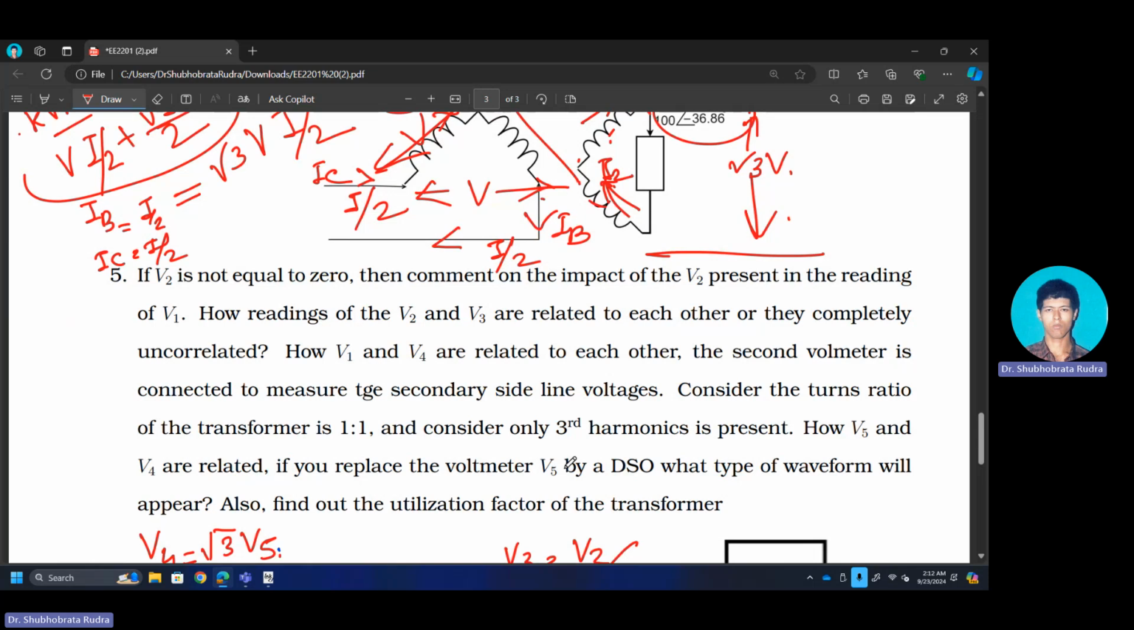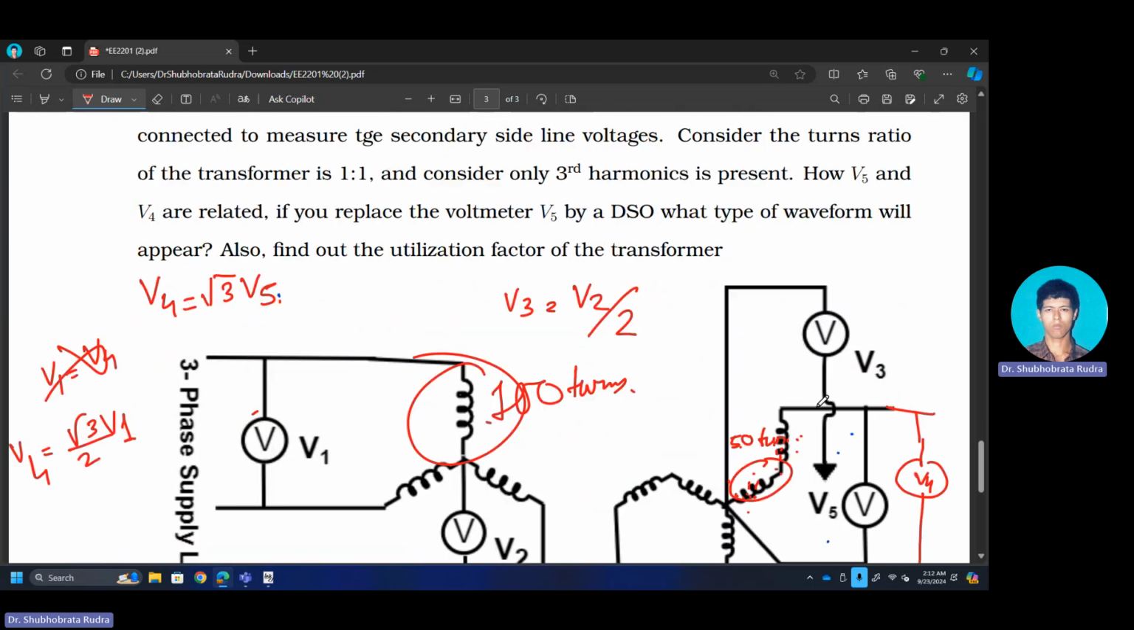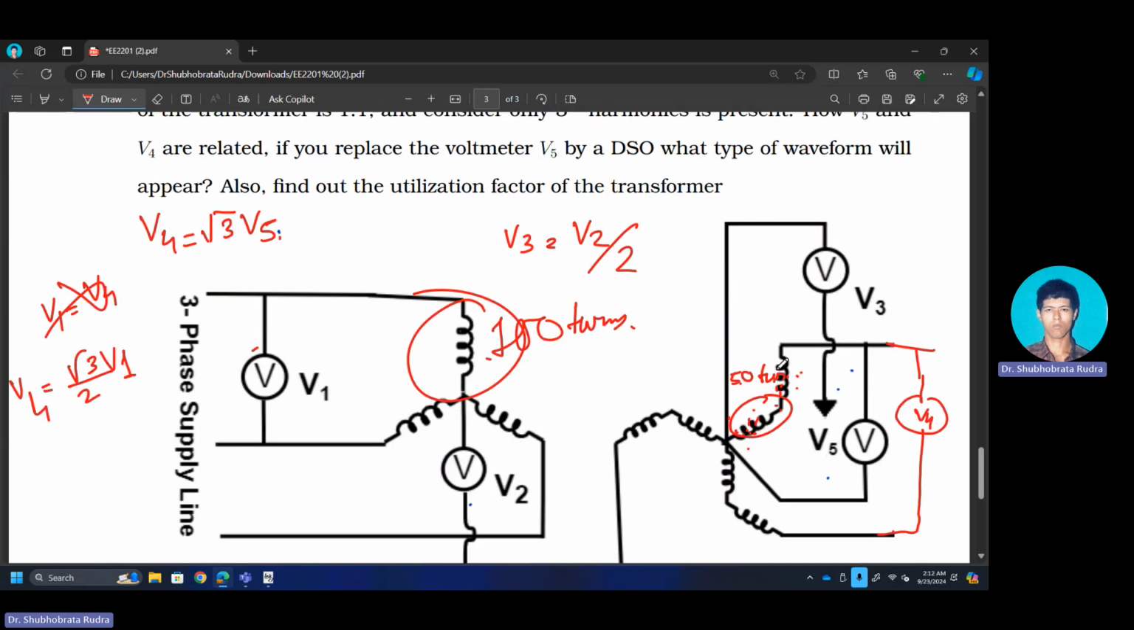If you replace V5 by a DSO, what type of waveform will appear? The beauty of zigzag is that, like an interstar kind of thing, the half windings' third harmonic voltages cancel out each other. Therefore, V5 will also become sinusoidal. So DSO will read a sinusoidal waveform. And utilization factor, you are mature enough to calculate that. You just do it. I have told you all other information.